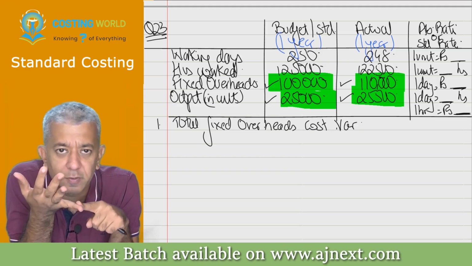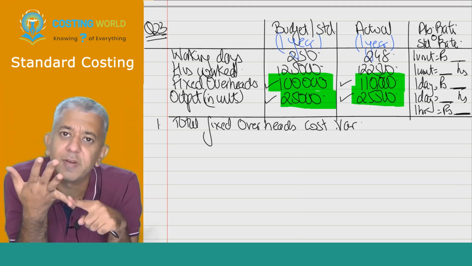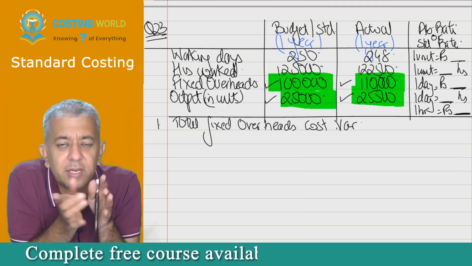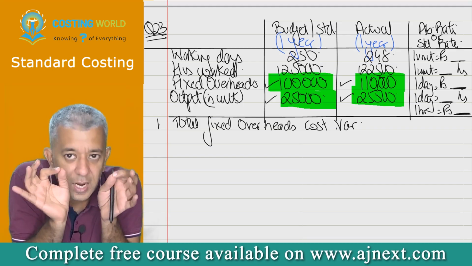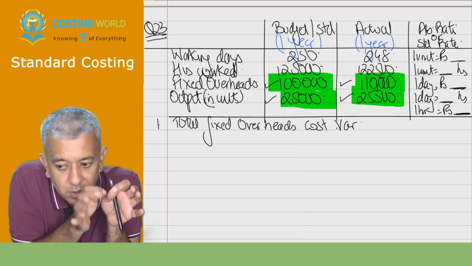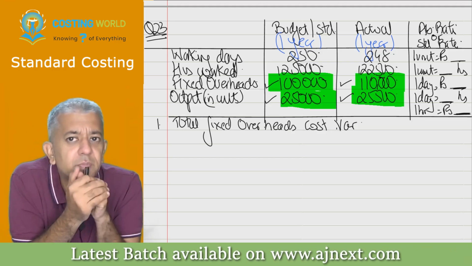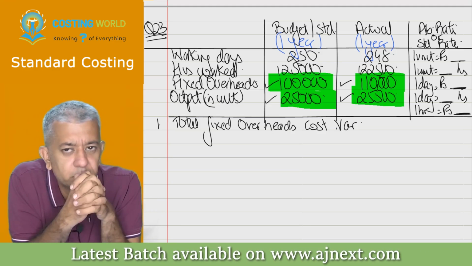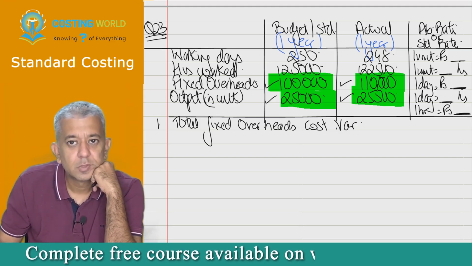I thought I'll incur 1 lakh rupees. I thought I'll be producing 25,000 units. In reality, I incurred 1 lakh 10 thousand and I produced 25,500. Take these 4 numbers in your mind and in your calculator and tell me how much is under or over absorption in this period, in this year. The period is 1 year. How much is under or over absorption?